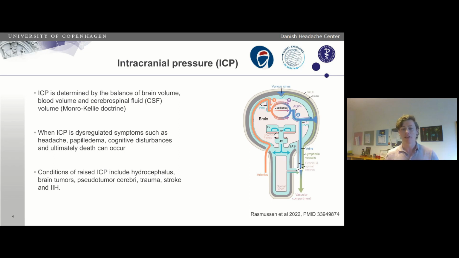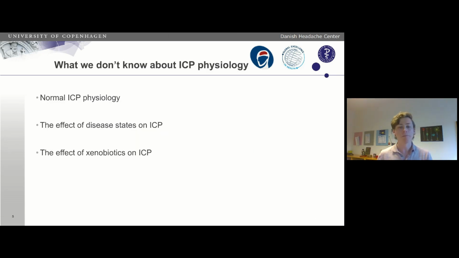And in the context of brain health, you want to avoid anything which alters how the brain may work. And there are several conditions of raised intracranial pressure. These include hydrocephalus, brain tumors, pseudotumor cerebri, any kinds of trauma, stroke, and a more specific kind of pseudotumor cerebri, idiopathic intracranial hypertension.